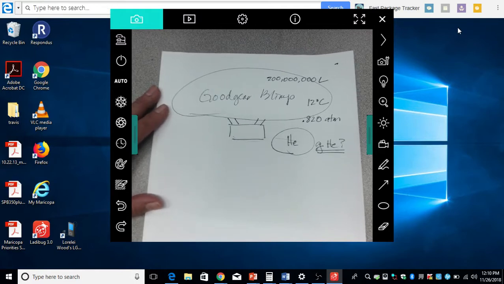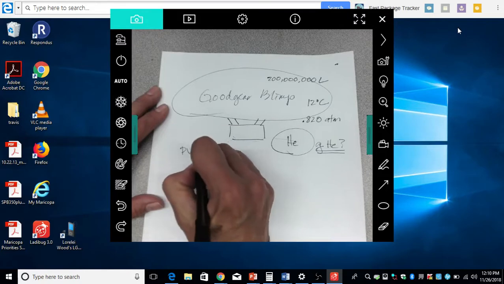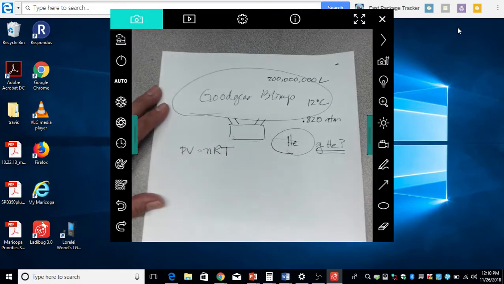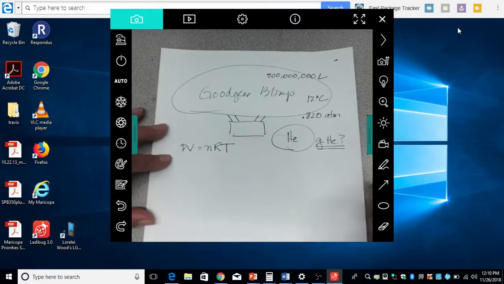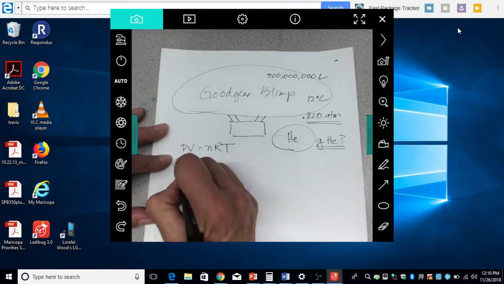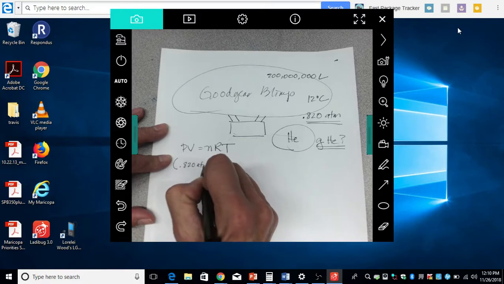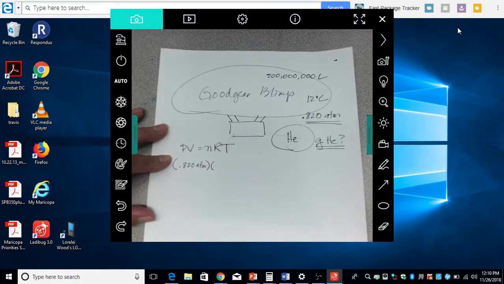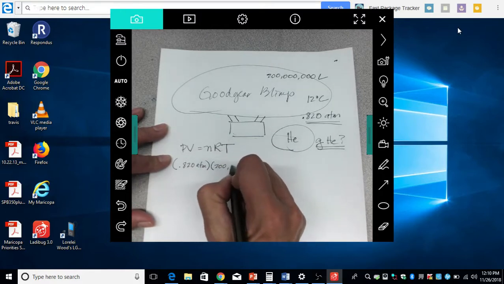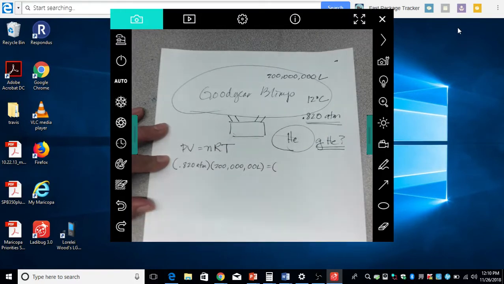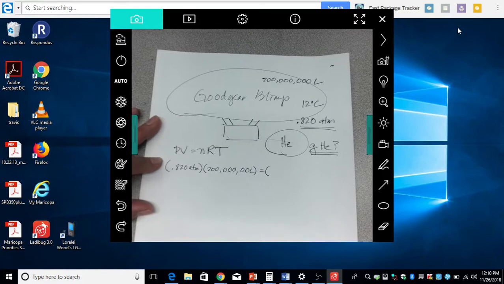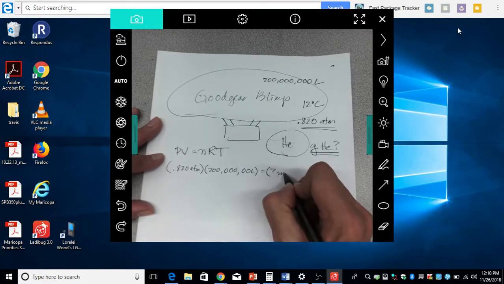6.02. All right, so we know that this is true, right? So what numbers would I plug in? Pressure is right there, 0.820 ATM. What's my volume? 200 million liters. That's a honking huge balloon. What's n? That's the one we've got to find. We don't know. That's what we need to know, right?